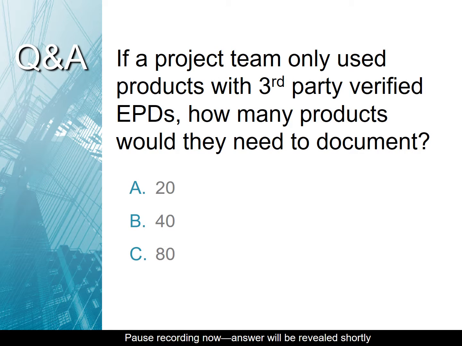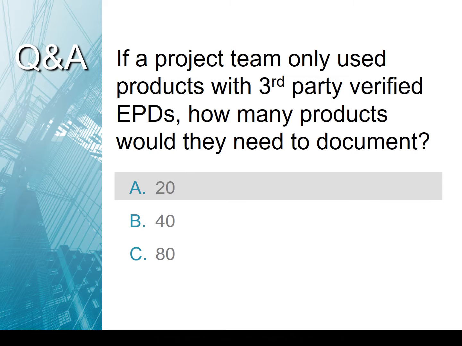If a project team only used products with third-party verified EPDs, how many products would they need to document? Third-party verified EPDs are worth a whole product, therefore 20 of these products could be submitted for the credit.